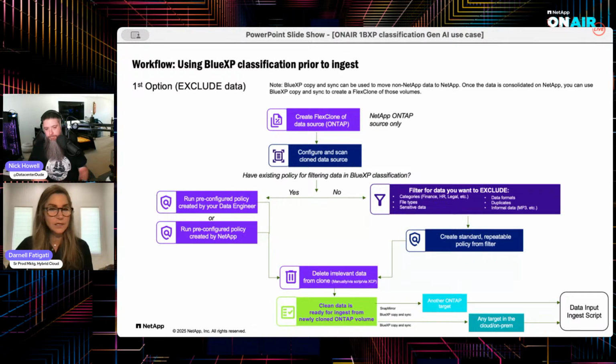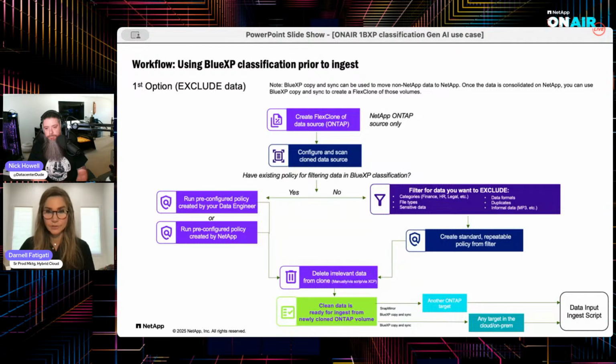If you don't have a policy, go into that investigation tab across those 28 filters, and filter for whatever you want. Category, for example, say I just want all finance files. You can choose file type, data sensitivity, data format. Do you want to include duplicates or exclude them? You could get rid of informal data, like we talked about, MP3s. Once you do that, you could create a policy, and then it moves over to the left to a pre-configured policy.